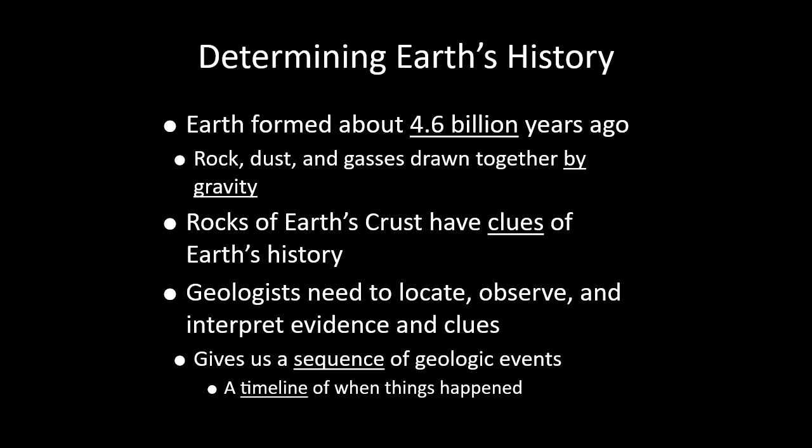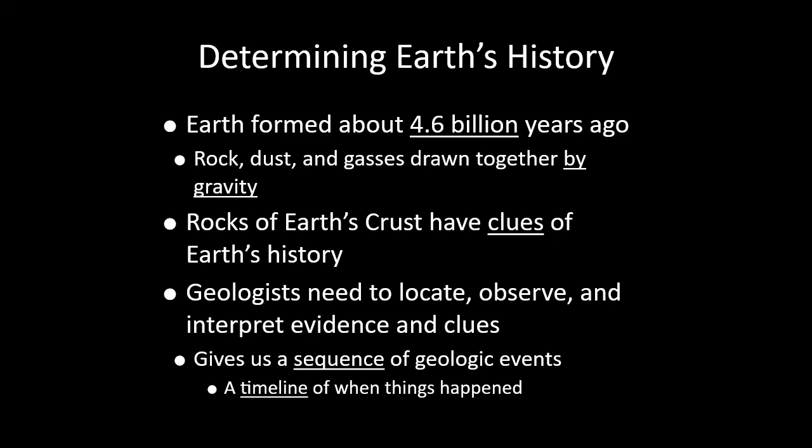So we first have to look at how old the Earth is, and how we determine how old the Earth is. So Earth formed about 4.6 billion years ago. This is done through various tests. And the Earth was formed when rock, dust, and gases were drawn together by gravity. As we know, gravity brings everything together, so it's how we got our inner core, outer core, our mantle, and our crust. We look at all the rocks in our crust, and from these we have clues to Earth's history. So like a puzzle, we put them all together.